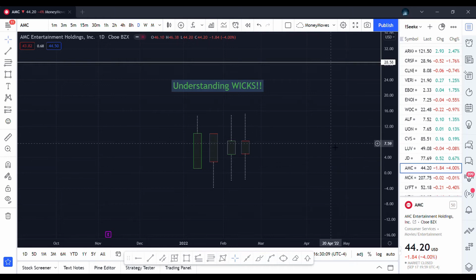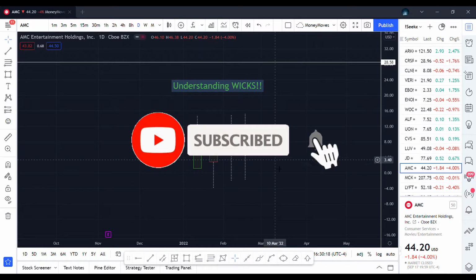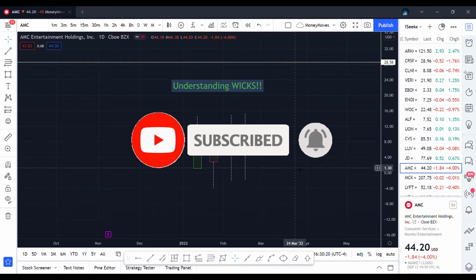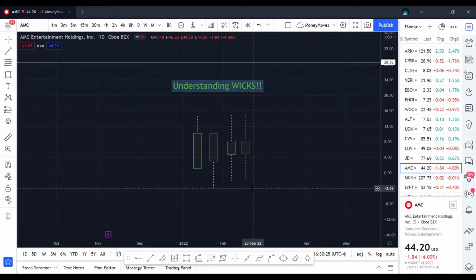Welcome back, traders. Today we're going to be talking about wicks and why they are so important while you're trading. I use wicks a lot to identify strength and weakness, especially around support and resistance, and also in supply and demand. So when you see a green candle, it opens at the bottom and closes at the top.